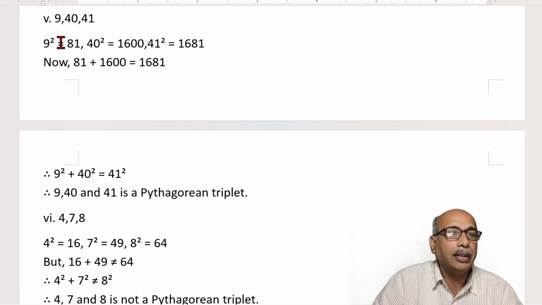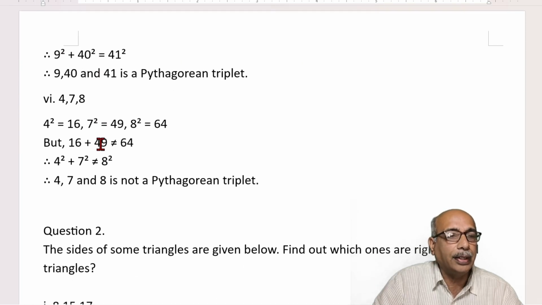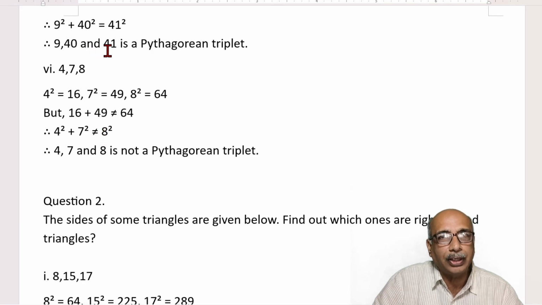Next example, 9, 40, 41. 9 square is 81, 40 square is 1600 and 41 square is 1681. 81 plus 1600 equals 1681, which is equal to 41 square. Therefore, we say that 9 square plus 40 square equals 41 square. Therefore, 9, 40 and 41 is a Pythagorean triplet.